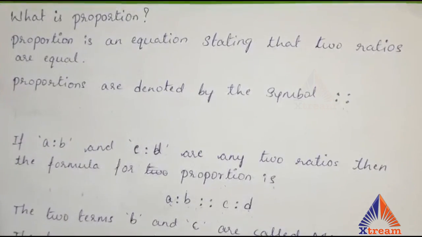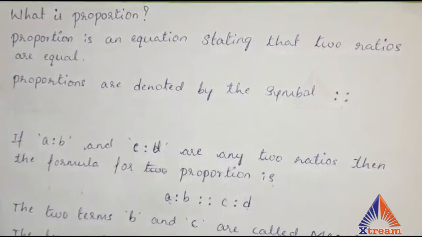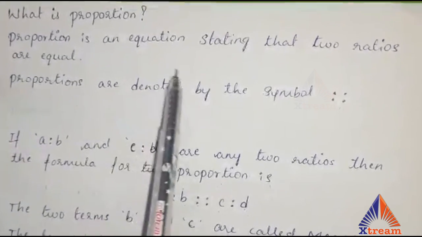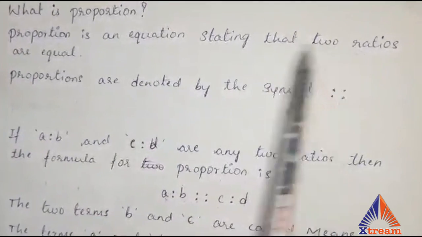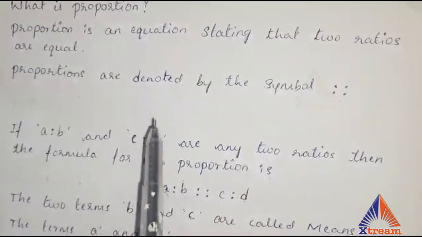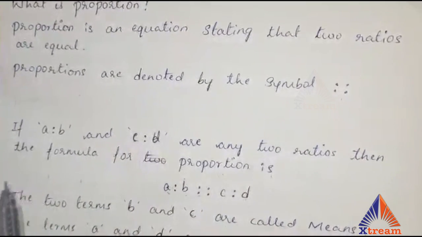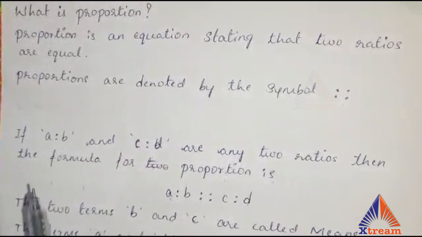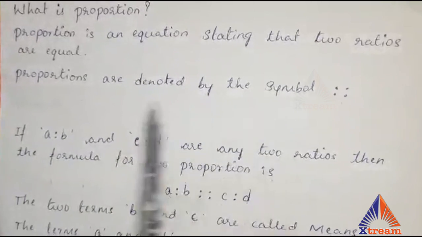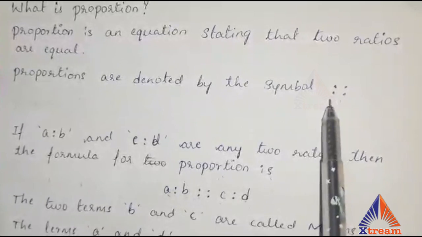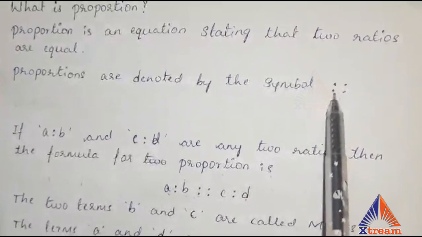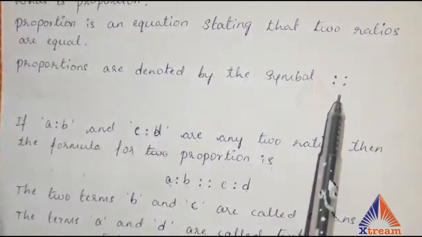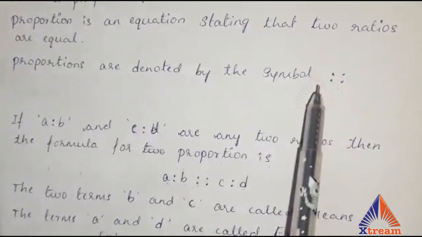Before this we have learnt about ratio. Now let's learn about proportion. So what is proportion? A proportion is an equation stating that two ratios are equal. So proportion is nothing but an equation that states whether the two ratios are equal or not. And the sign used to denote the proportion is ::. So there are 2 colons and this is read as 'is as'. So this is the sign used to denote the proportion.